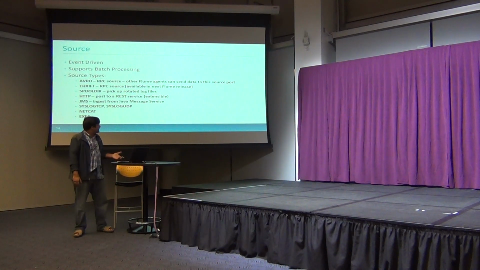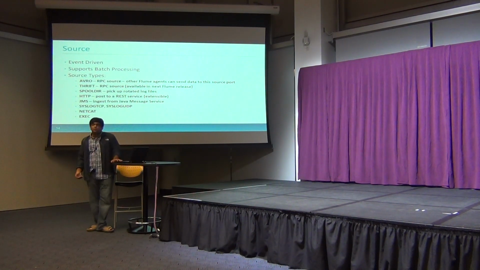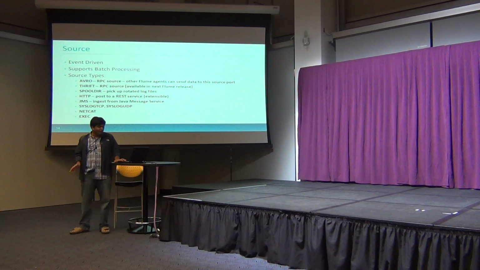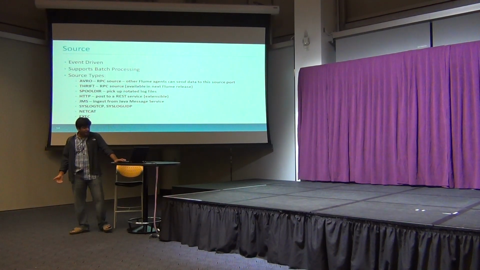So let's look at the various components within Flume. The first one is the source. The source is what gets the data from the previous tier. The previous tier can be an application, log4j, syslog, or even a Flume agent itself. There are several different sources. Avro and Thrift are the IPC sources. Avro is more mature and stable. Thrift was just added about a week ago, so I don't know if it's stable. It will be available in the next release. Avro is already available in the current release.